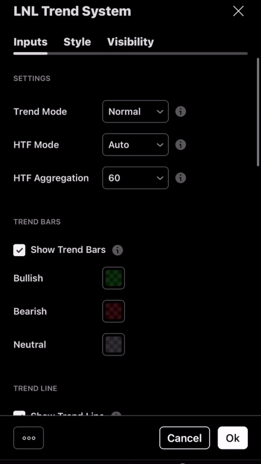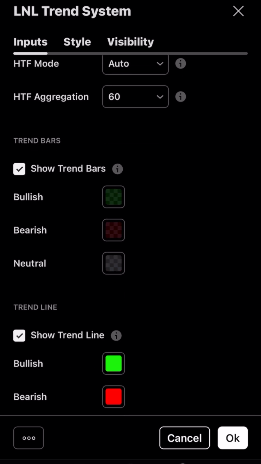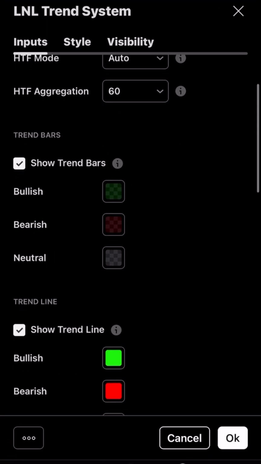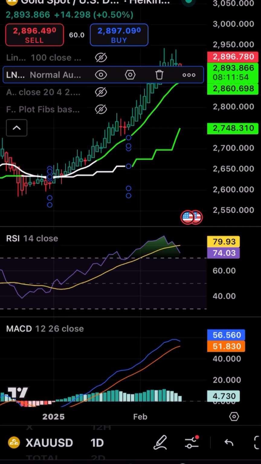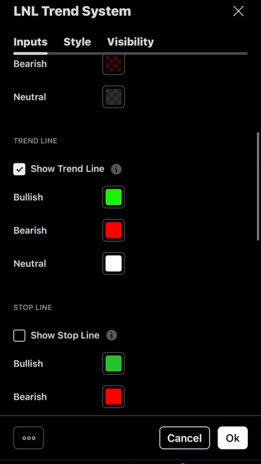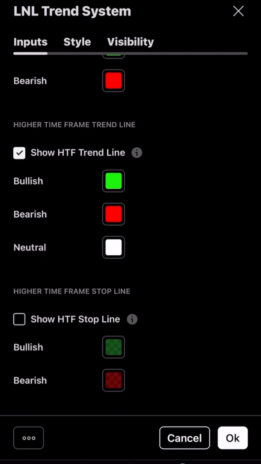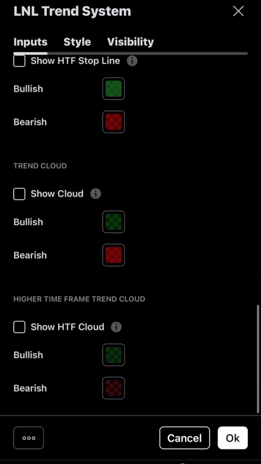But let me show you the ones that I have selected here, and that's show trend bars. With show trend bars, this is just personal, as I like having it where I just see the borders of the candles here. So that's personal preference. I turned down the opacity on this one, that brings it to like it is right there. The only other ones you need are show trend line, and I pick bright colors. The neutral I have as white. Then show HTF trend line, and again I bring out the colors and make the neutral white. And that's really all I use.